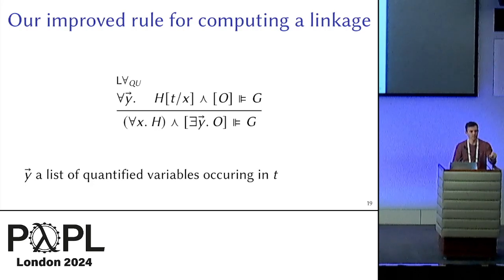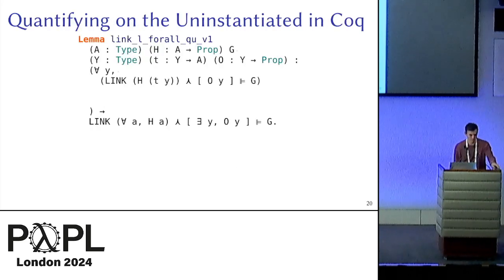But first, let's write this down in Coq to see what it would look like. So in Coq, it looks like this. So now we have y, big Y a type. This is what we're quantifying over. We have t, the thing we're instantiating with, but now we have an explicit dependency on this little y, and the same for O.